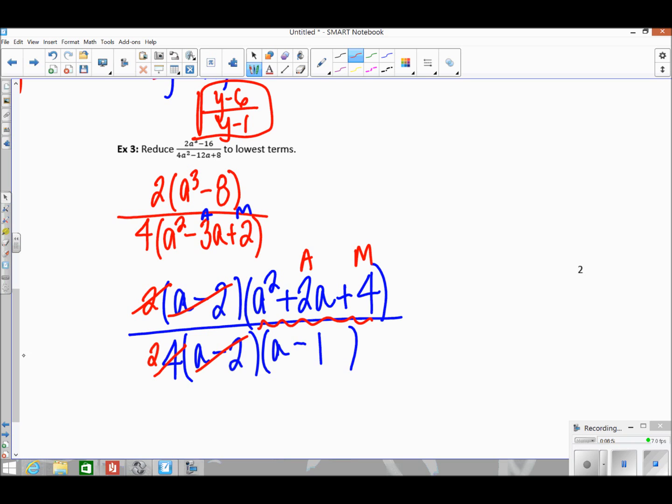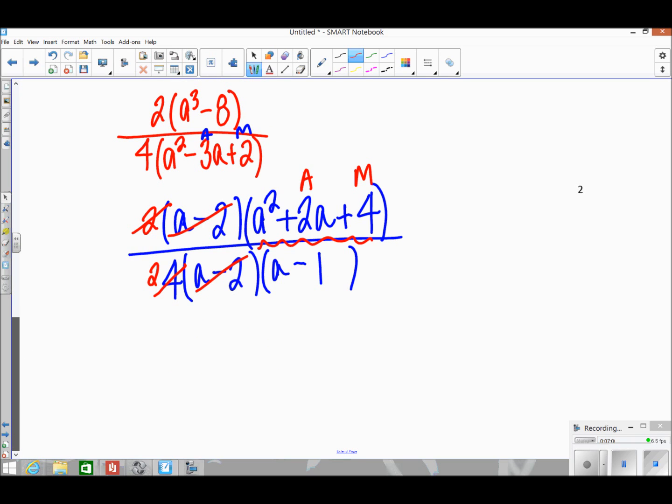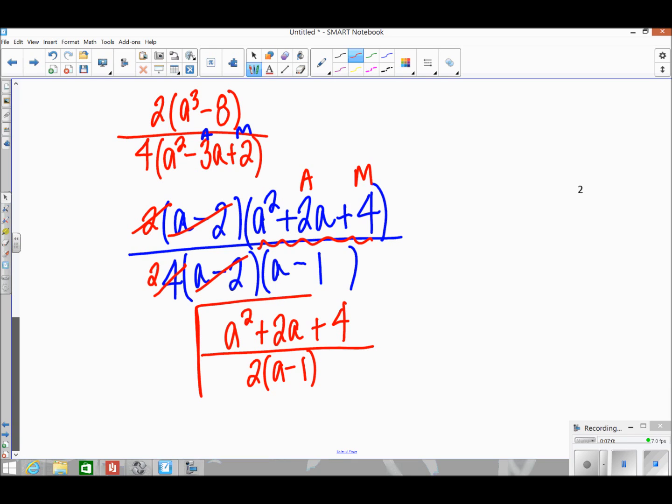So that means our final answer is going to be a squared plus 2a plus 4 all over 2 times a minus 1. And if you wanted to, you could distribute that too, you just don't have to.